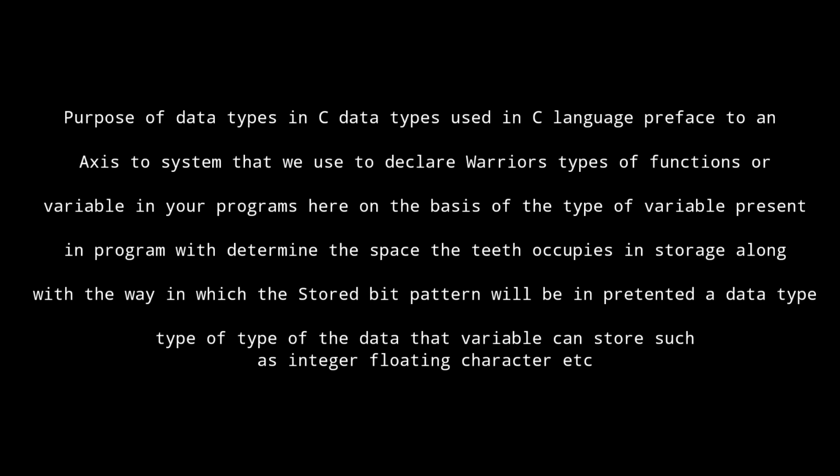The purpose of a data type in C is to refer to a system that we use to declare various types of functions or variables in the program. On the basis of the data of the variable present in the program, it determines the space it occupies in storage, along with the way in which the stored byte pattern will be present. A data type is the type of data that a variable can store, such as integer, floating point, character, etc.